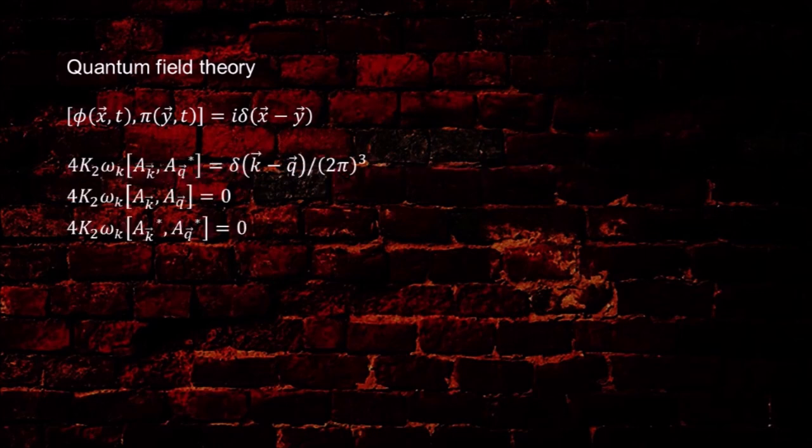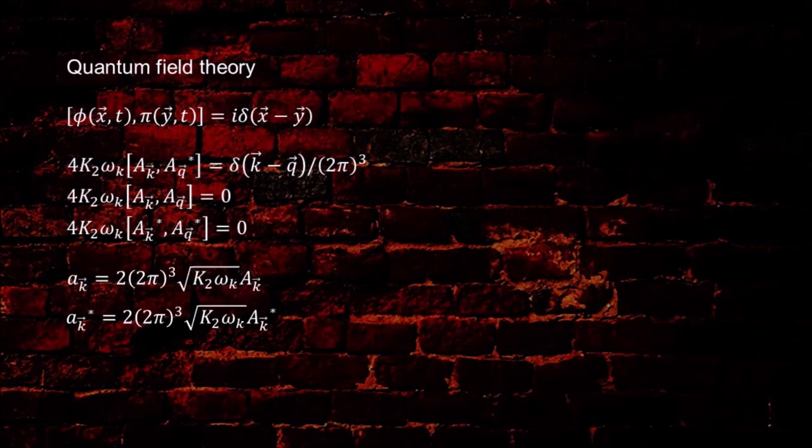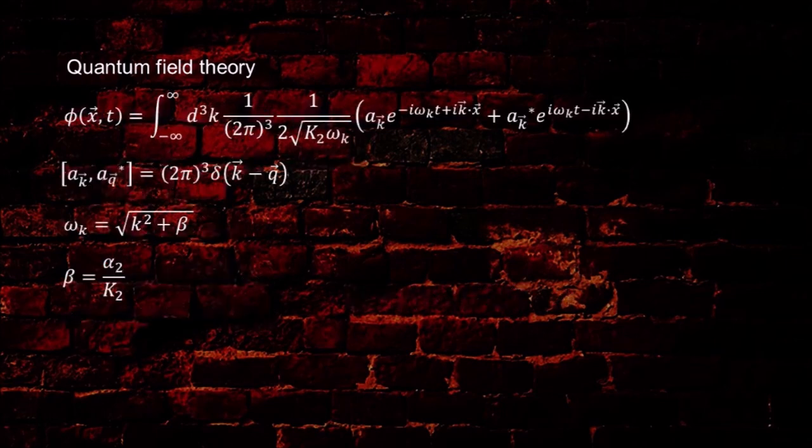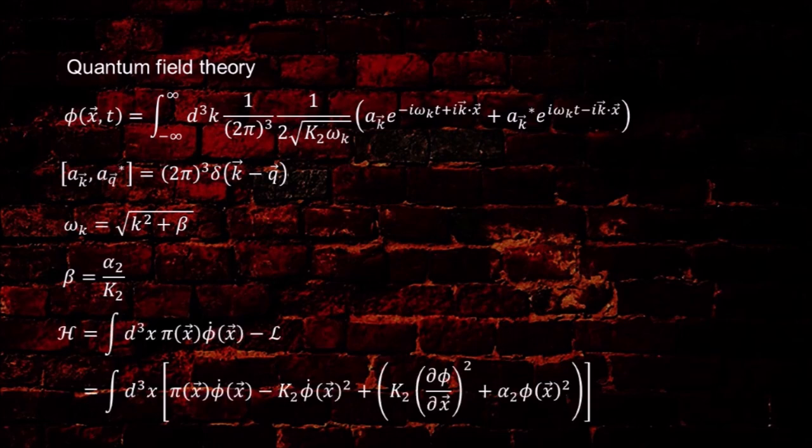We can make these commutation relations even nicer by defining lowercase a and a star. So finally, we have the field operator. Before we discuss the meaning of the operators a and a star, let's work out the Hamiltonian. We know that pi is simply 2k2 phi dot. So these two terms combine to this.